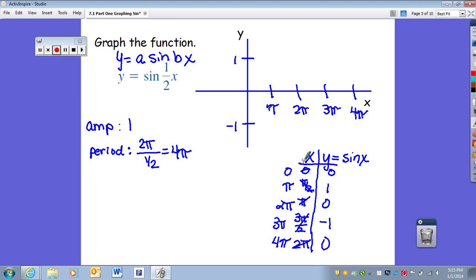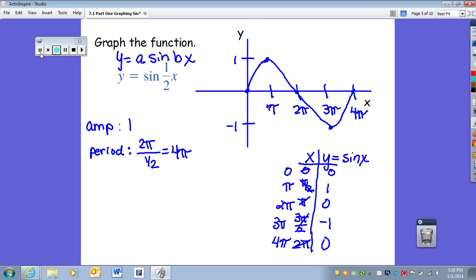Remember, the basic shape is going to be the same, but we have just stretched it out. So we have our point at 0, 0, and then at pi we're up to 1, back to 0, then we're at negative 1, and we're back to 0. So now we have our basic shape of our sine function. But this time our period is 4 pi.